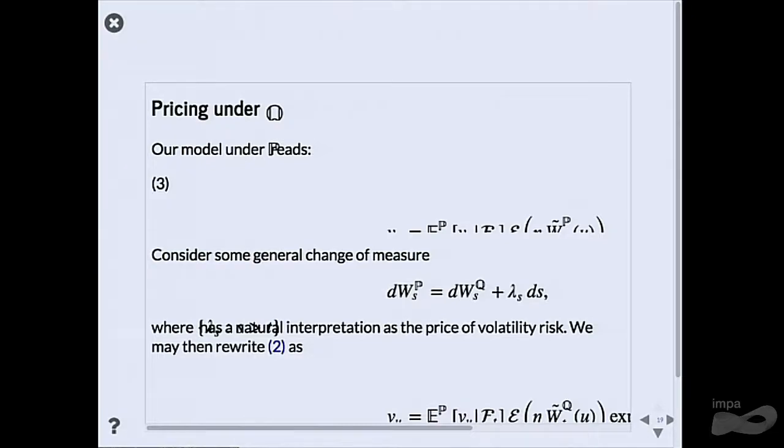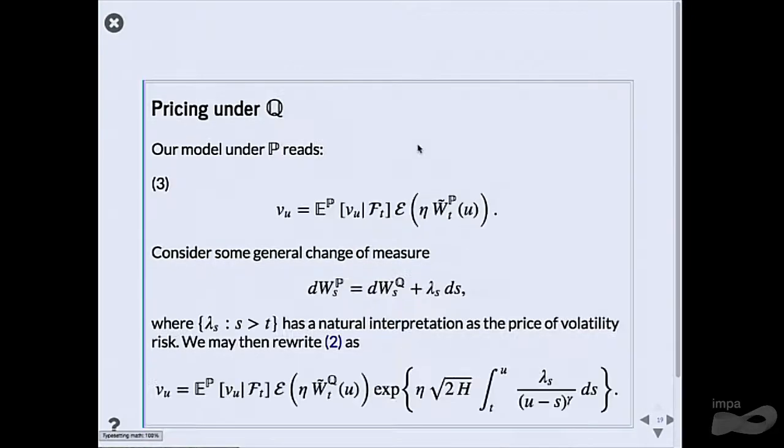Now, let's make the change of measure from P to Q. Our model under P reads this. Now consider some general change of measure where lambda could be anything, it could depend on anything at all. Lambda has a natural interpretation as the price of volatility risk, and in that case we can rewrite 2 as this. So now the question is, what is lambda and should it be random?